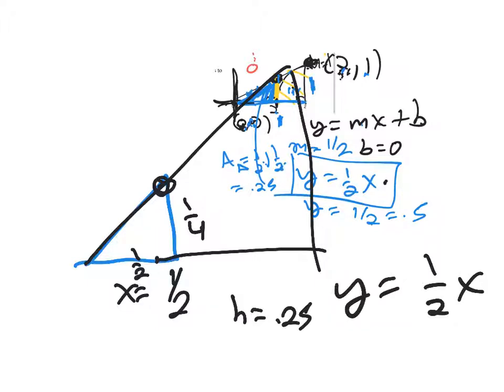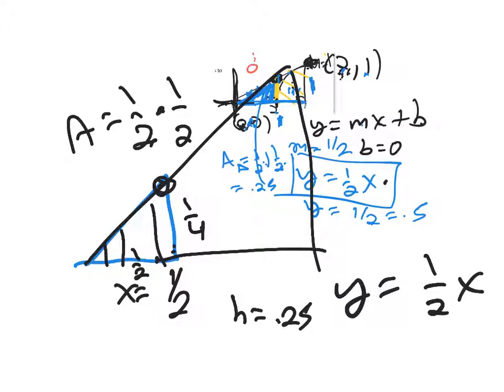Wonderful. How do I find this area now? Area equals 1/2 times the base, 1/2, times the height, 1/4. Put it all together, and what do we have? Not 1/8, 1/16. I put them into fractions because, believe it or not, without a calculator, fractions are actually the easiest thing to manipulate.